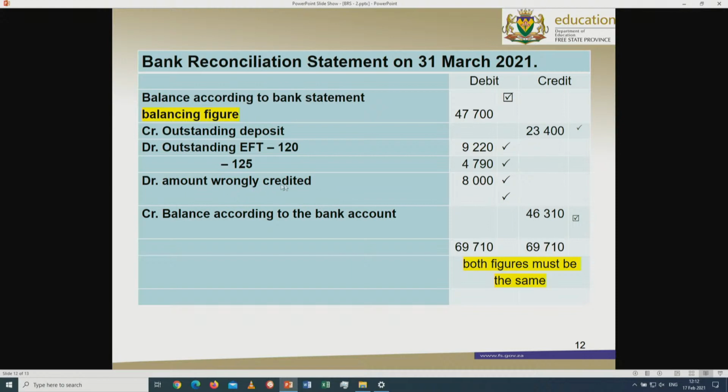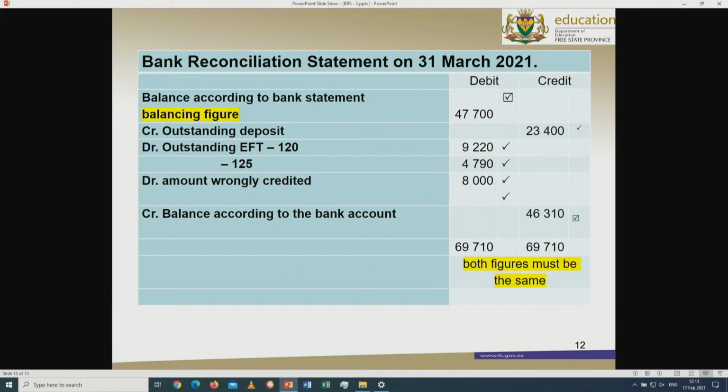As a result, how do we correct the mistake? We debit the amount that was wrongly credited to cancel the wrong entry that was done by the bank. So it will be on the debit. If it was debited by mistake, then we'll credit and record it in the credit column. If it was debited by mistake, remember we credit. If it was credited by mistake, then we debit. So that is the story.